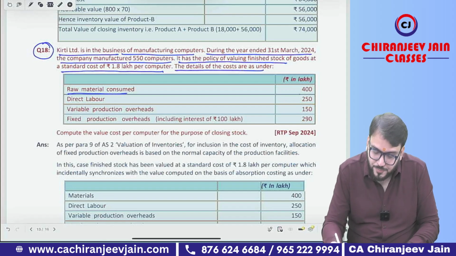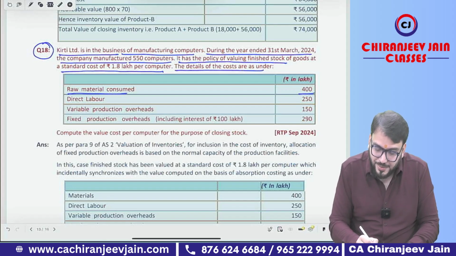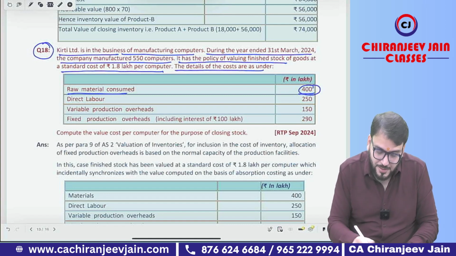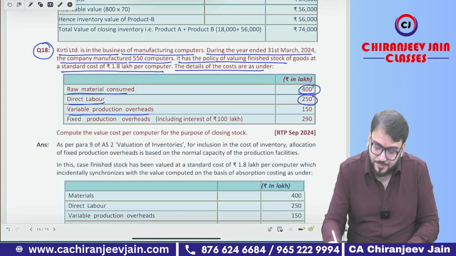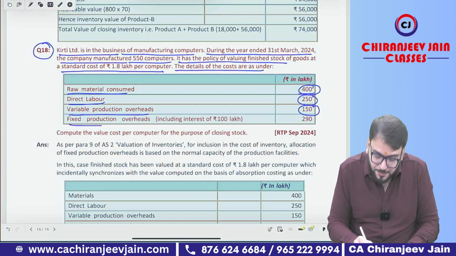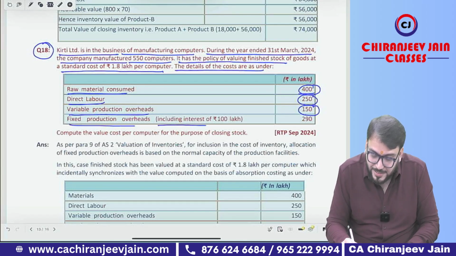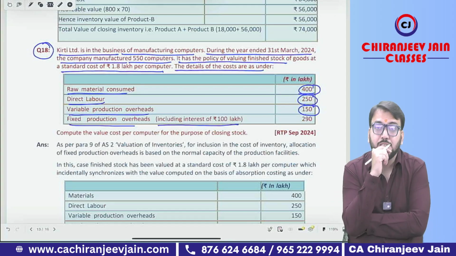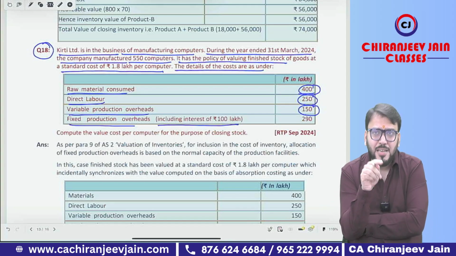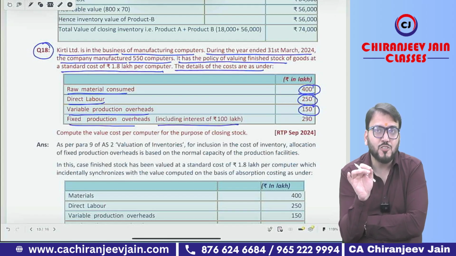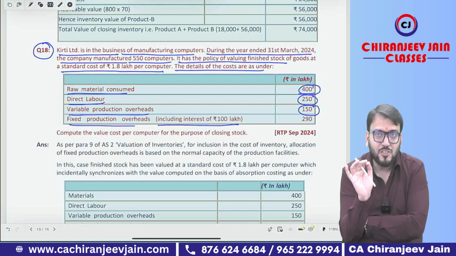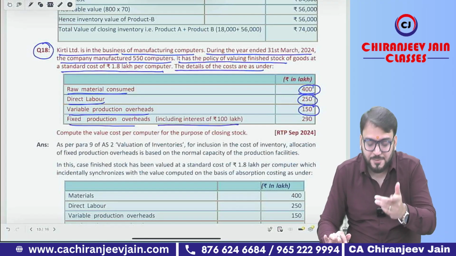Raw material consumed 400 lakhs. Direct labor 250 lakhs. Variable production overhead 150 lakh. Fixed production overhead including interest of 100 lakh. Oh, including interest. So the question is, can we add interest? Right now we have not discussed, but interest cannot be added to the cost price of inventory. Correct? Why it will not be added? I will explain later on.